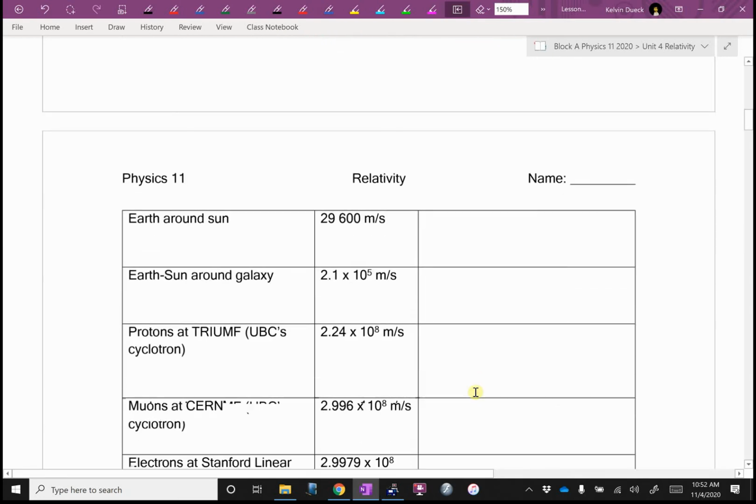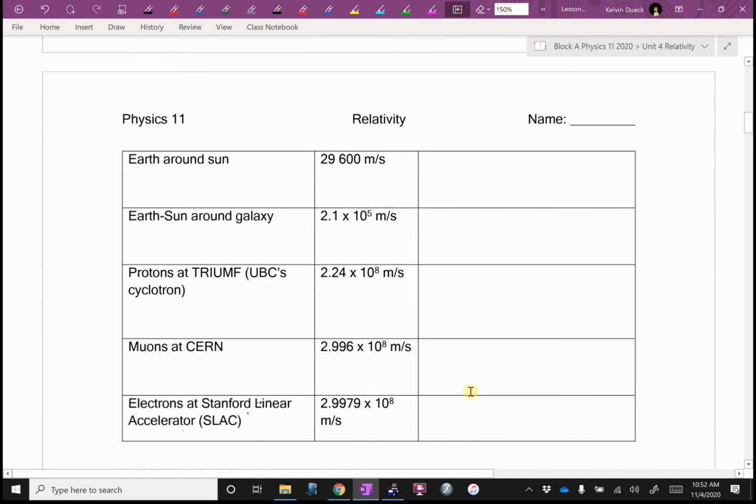Hey, the Earth moves around the sun, which means if the sun is at rest, is time moving slower for us than it is on the sun? No, we're the ones moving. We're the spaceship. The sun is the one at rest.